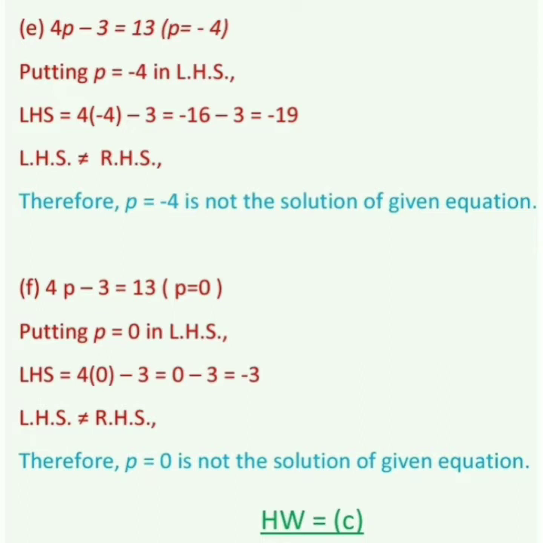Now 2f. 4p minus 3 is equal to 13 and value of p is equal to 0. Putting p is equal to 0, left hand side is equal to 4 into 0 minus 3, is equal to 0 minus 3, is equal to minus 3. Therefore, left hand side is not equal to right hand side. Therefore, p is equal to 0 is not the solution of given equation. It's clear, everyone? Now try to solve the C by yourself.